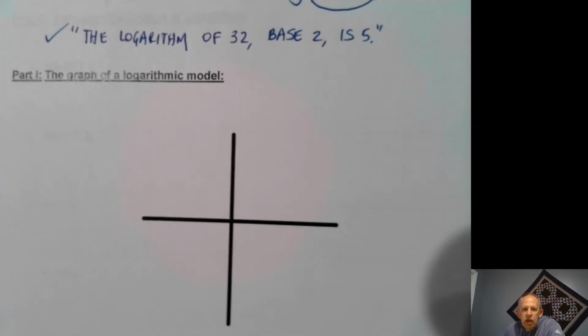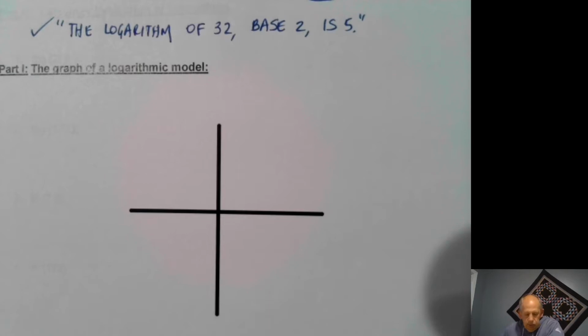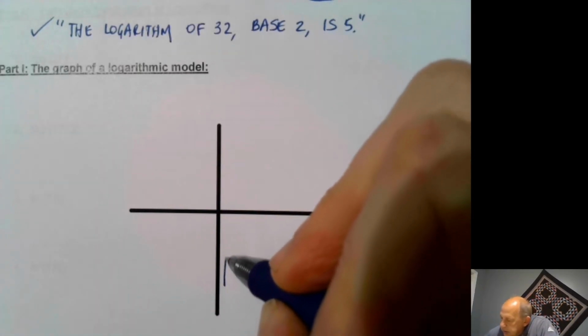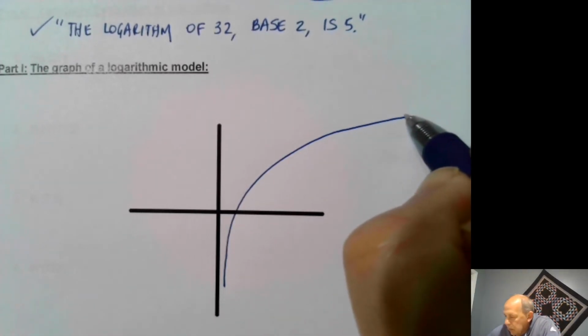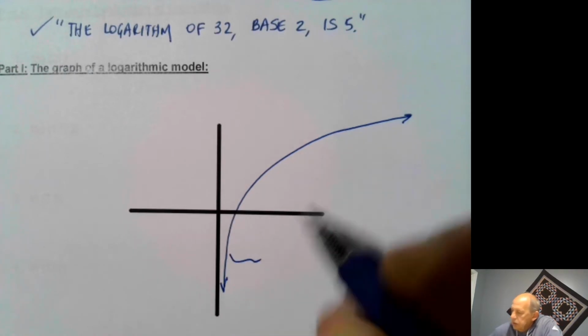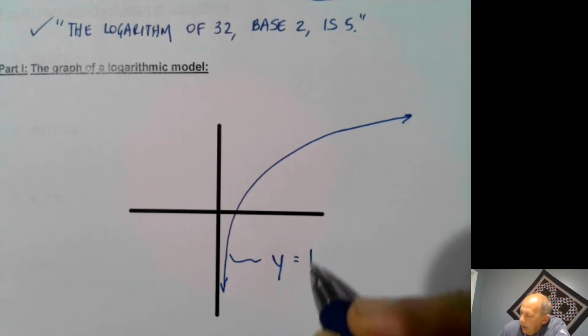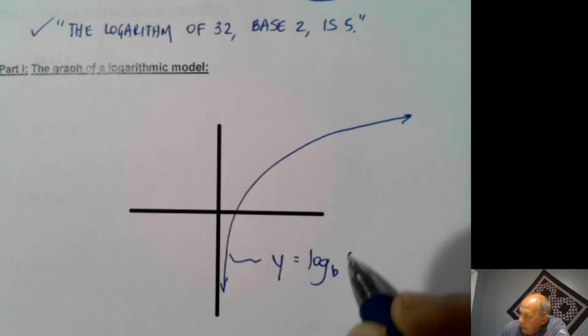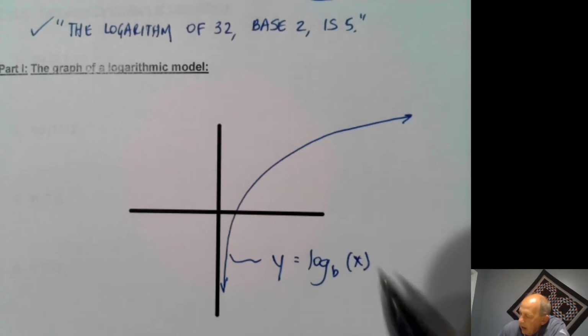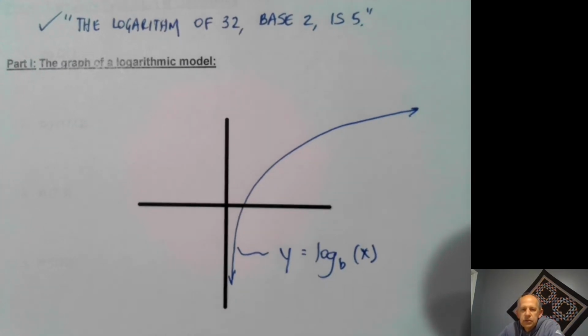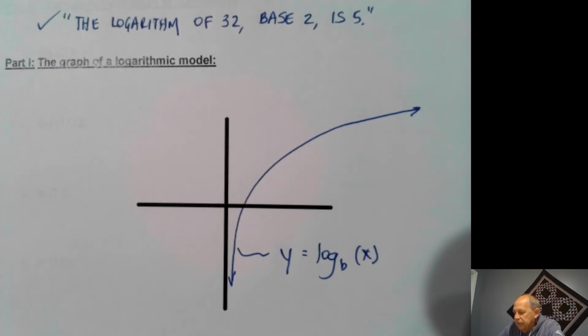The general shape of a logarithmic model looks like this. Here we would have y equals log base b of x. How that would look written out as a graph: all of these graphs go up and flatten out like that. It's got a lot of play, flattening the curve. That's what a logarithm is.